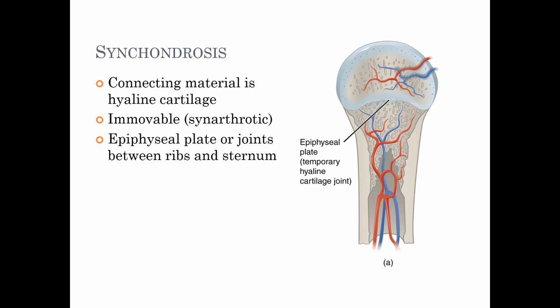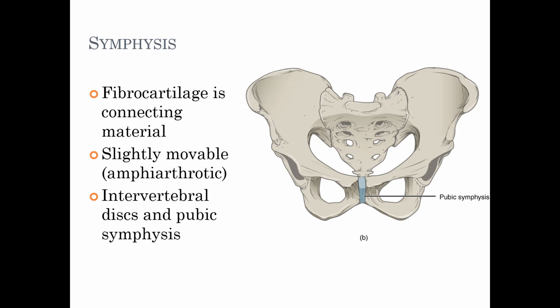Okay, it's hyaline cartilage that forms the joint between those two bones, between the ribs and the sternum. And then we have a symphysis, and the symphysis has a fibrocartilage, so that's different, of course, from the hyaline cartilage. It is slightly tougher, has more fibers in it than the hyaline cartilage does. A symphysis joint is slightly movable.